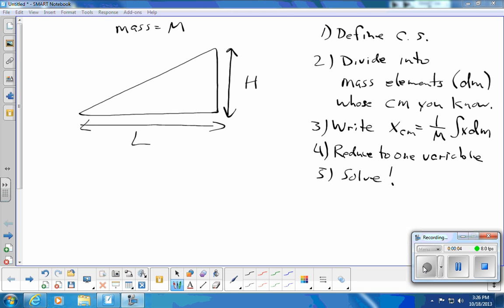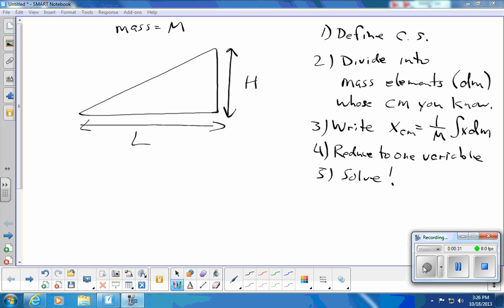Okay, we're going to find the center of mass of a doorstop, a triangular solid of mass m, length L, and height h. And we've jotted down the list of steps that we'd like to take in order to find the center of mass using the fancy integral version of the center of mass formula. So let's do this. We start off by step one, defining a coordinate system.